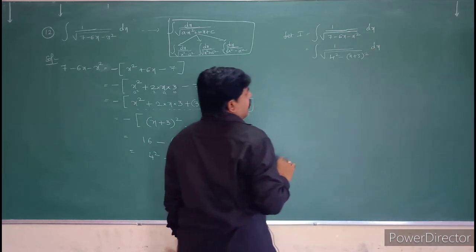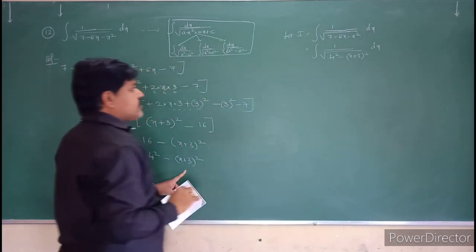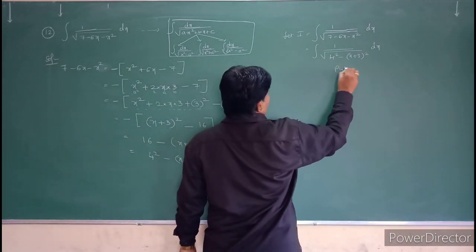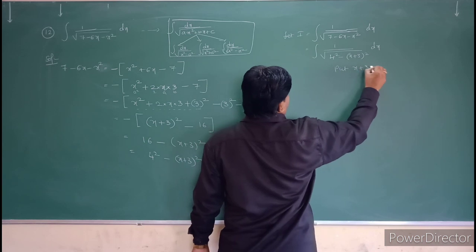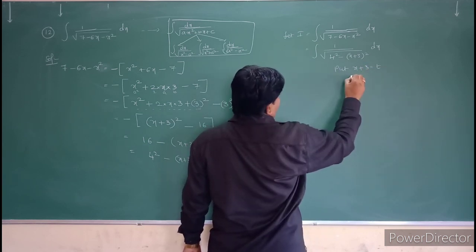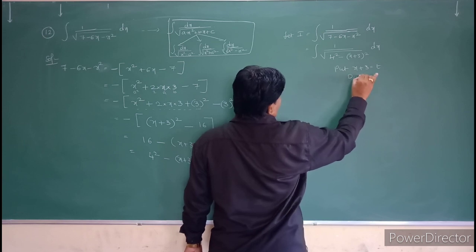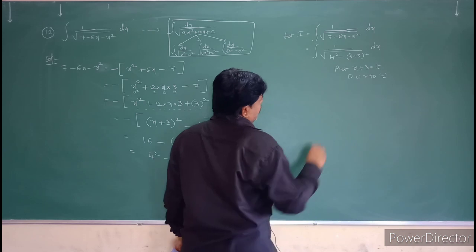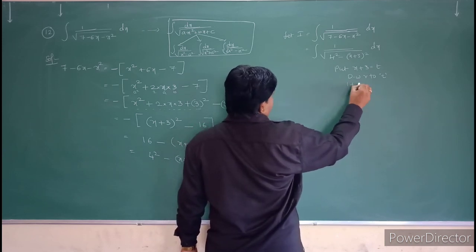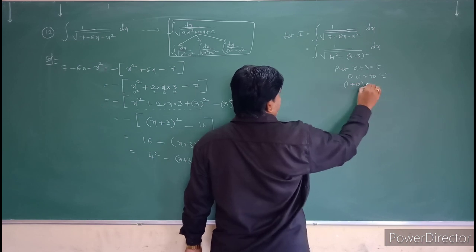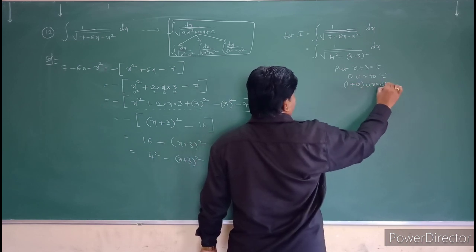So after getting this value, what will we take? X plus 3 is equal to t. Put x plus 3 is equal to t. So if you take x plus 3 is equal to t, what happens? Differentiate with respect to t, then 1 plus 0, the derivative of 3 is 0, into dx, it will become dt.